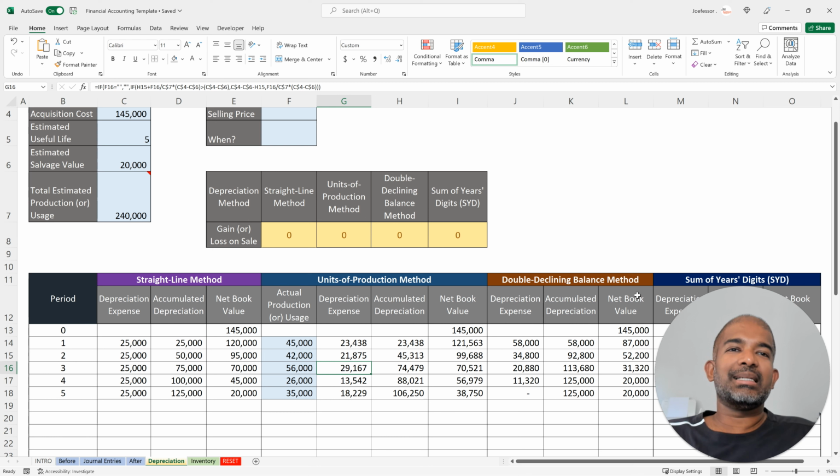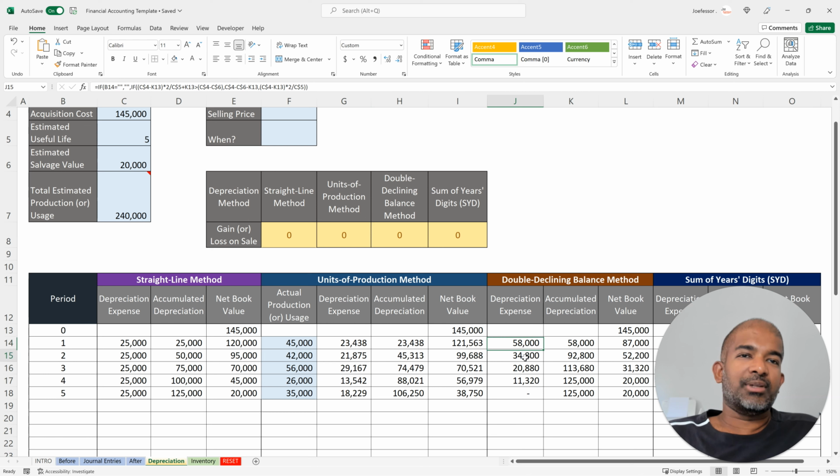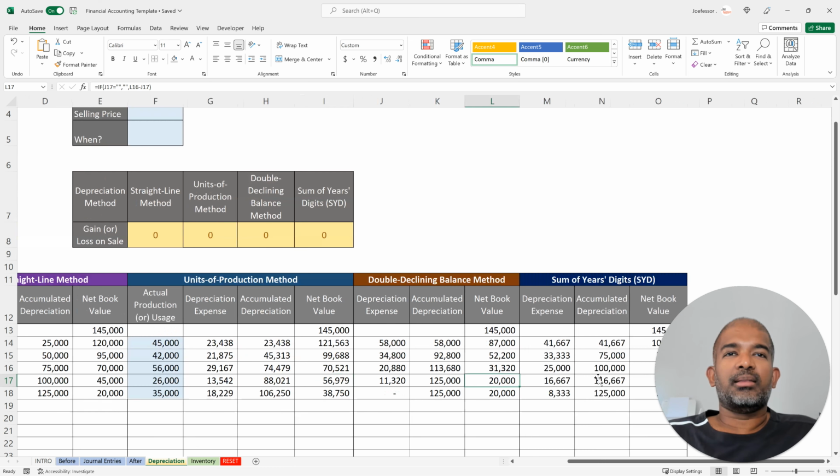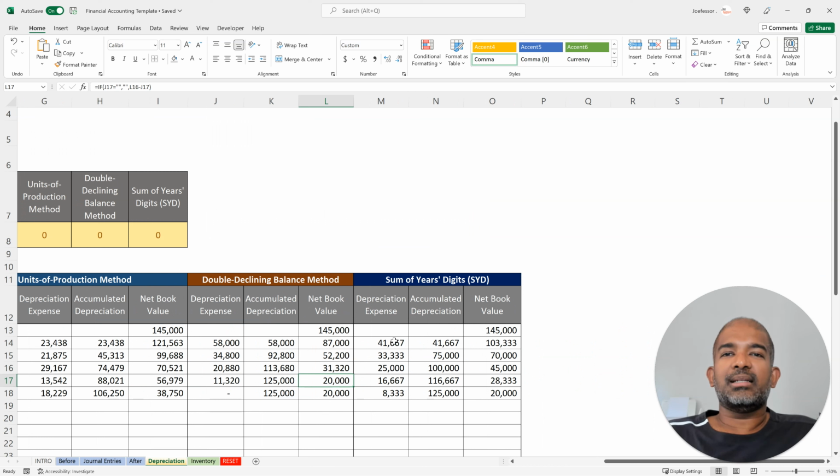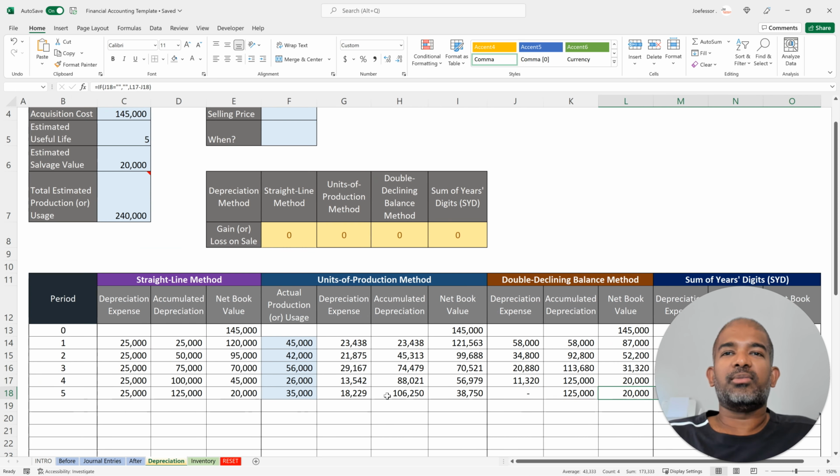In the double declining balance method, you can see that there is an accelerated depreciation, and with time it goes down. The last year has no depreciation because we've already depreciated the whole amount in 4 years. Then the sum of years digits again is accelerated depreciation. You can see that depreciation goes down with time. In both these accelerated methods we finish with the book value of 20,000 at the end of 5 years. So this is the depreciation schedule for the 4 methods.